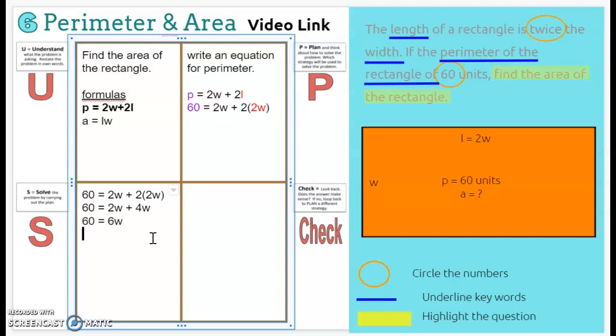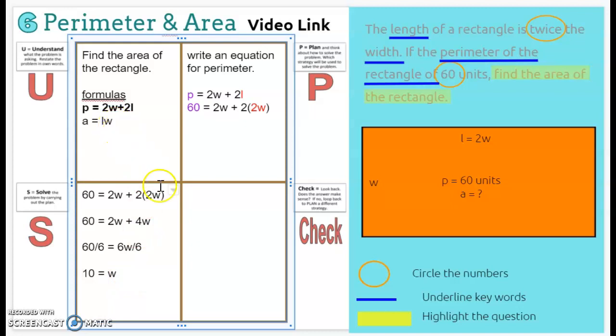All right, so now I have something that I'm used to seeing. And what I need to do is my inverse operation. I'm multiplying 6 times W, so I need to divide by 6. So now I have 60 divided by 6 equals 10, and 6 divided by 6 just leaves my W right there. Let me spread this out so you can see it: W equals 10.